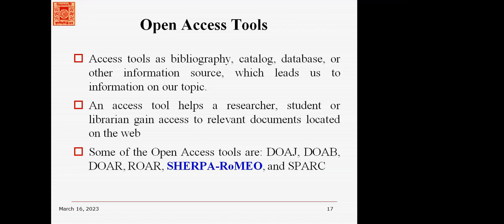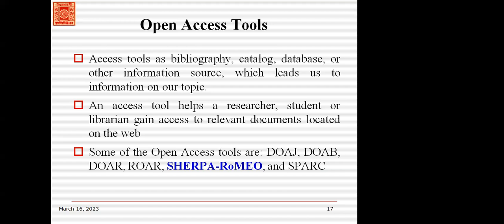How is it possible? Here, the research tools help us to find particular information from lots of information. Traditional access tools are basically bibliographic catalogs, databases and other information sources that lead us to particular information on a particular topic. And similarly, open access tools also help us to access the relevant documents available on the web.